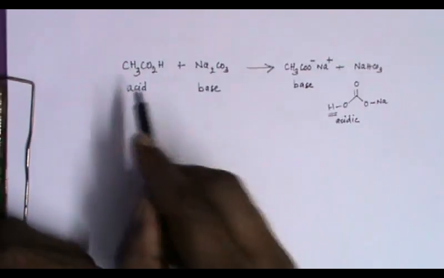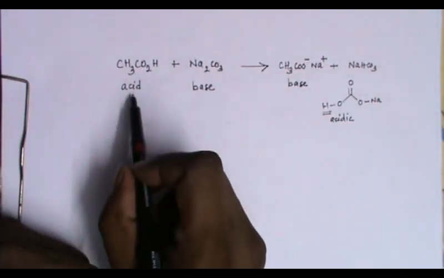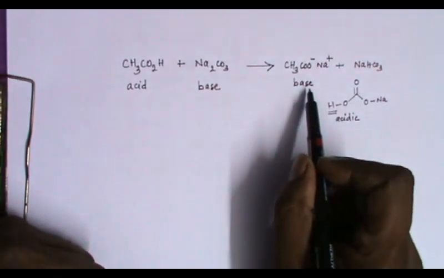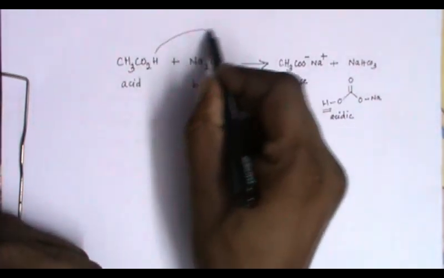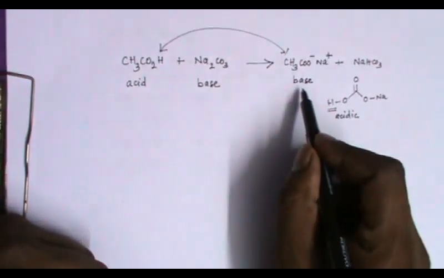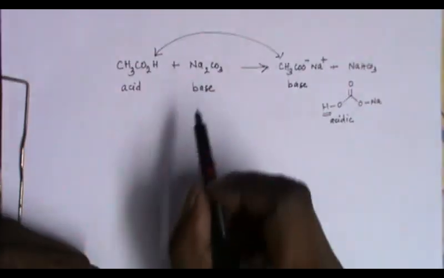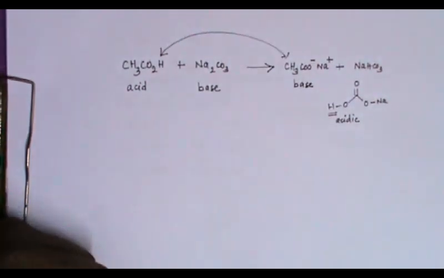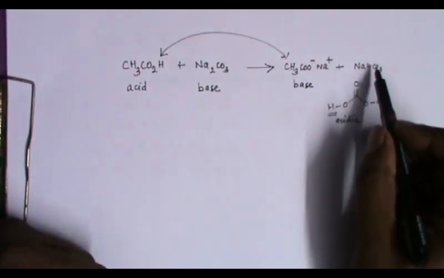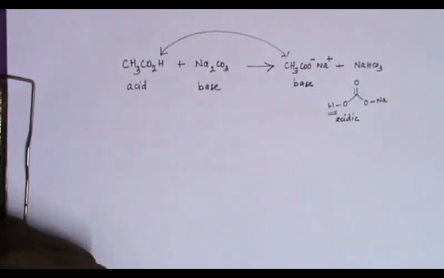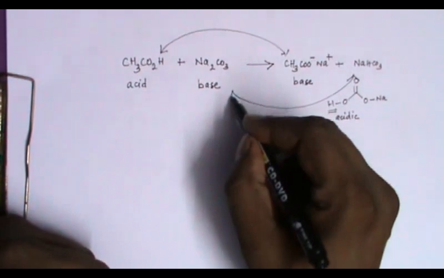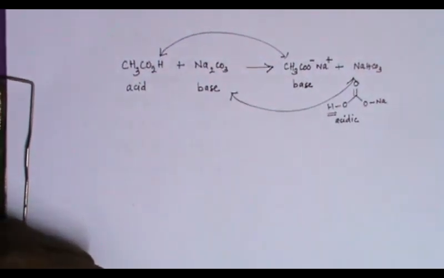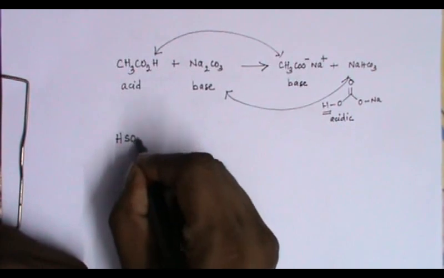Sodium acetate is formed from acetic acid. So this is acid, and after abstraction of hydrogen, what we get is a base. So this is a conjugate acid and base pair. This is the conjugate base of acetic acid. Now let us compare sodium carbonate and sodium bicarbonate. Even though it is slightly basic, it has an acidic hydrogen. This is base and this is acid. So these two are conjugate acid-base pairs.